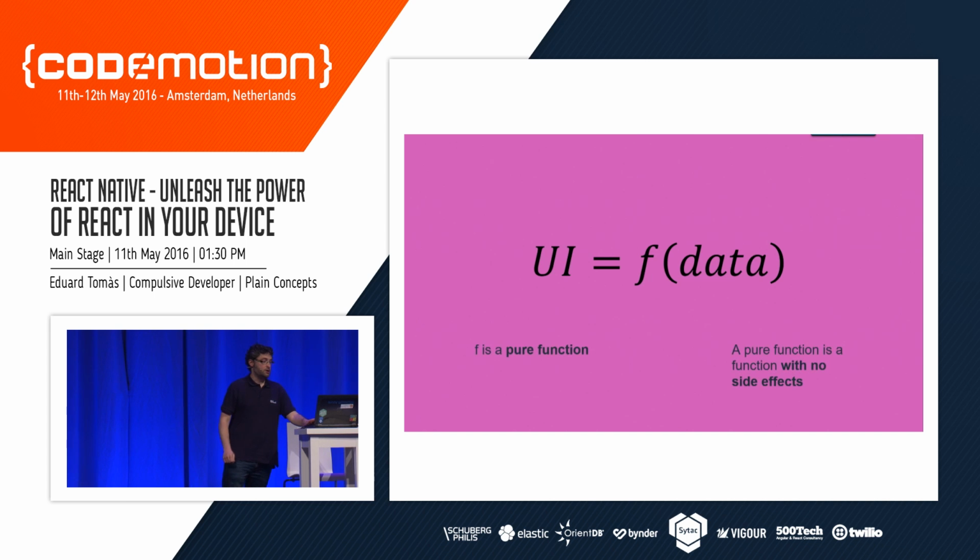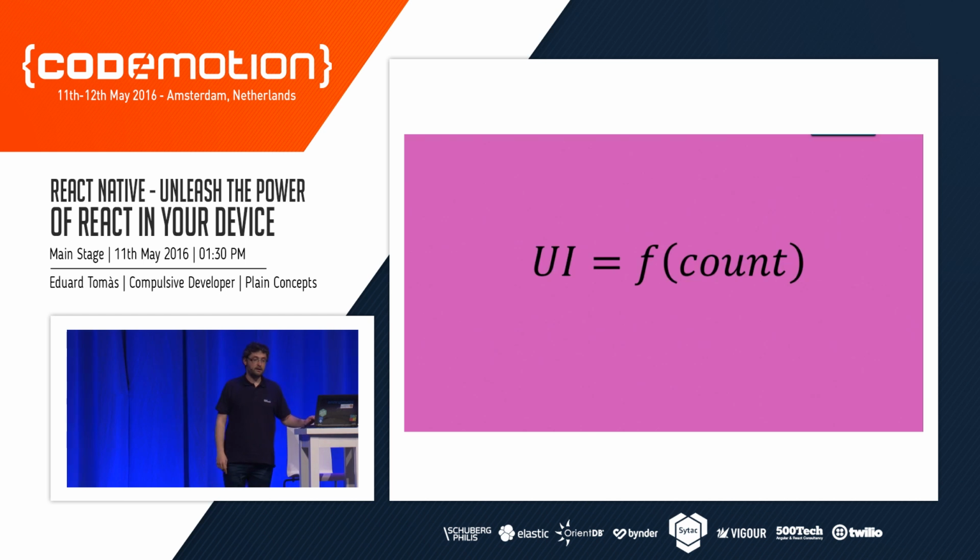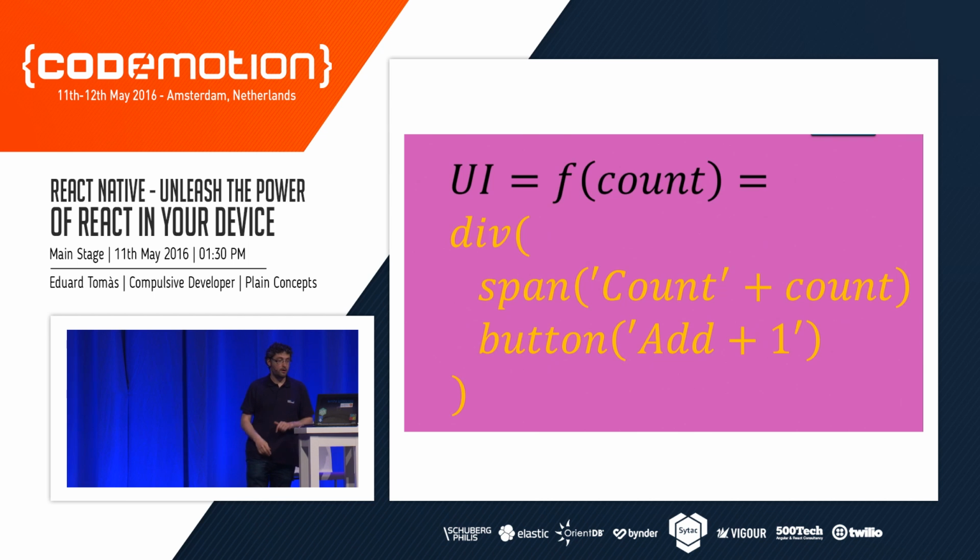Okay? So imagine a screen. This is just a label with a counter and a button to increment this counter. So basically, we can see that the UI is a function, passing the count value we need to render. And this is a web application, but the philosophy in React Native will be the same. We'll see a div with a span with a button. This is thinking in terms of functions.